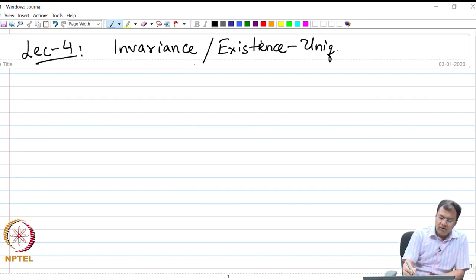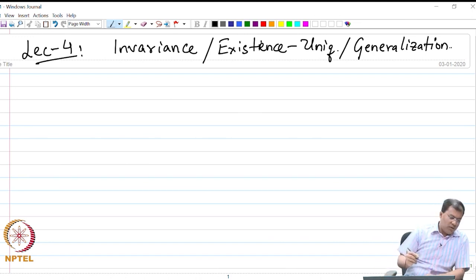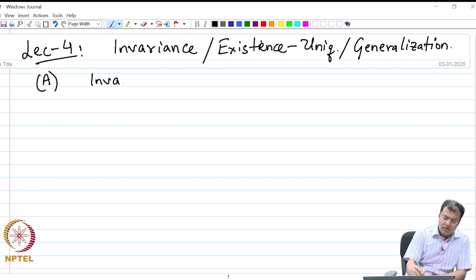That we will discuss in invariance, and regarding whether the solution even exists or not, that is going to be discussed in the second topic, and further we are going to generalize our Euler-Lagrange equation for more complicated problems, right. So, these are the three topics I am going to cover over this entire lecture. So, let us start with the first topic, namely invariance, the invariance of Euler-Lagrange equations, right.